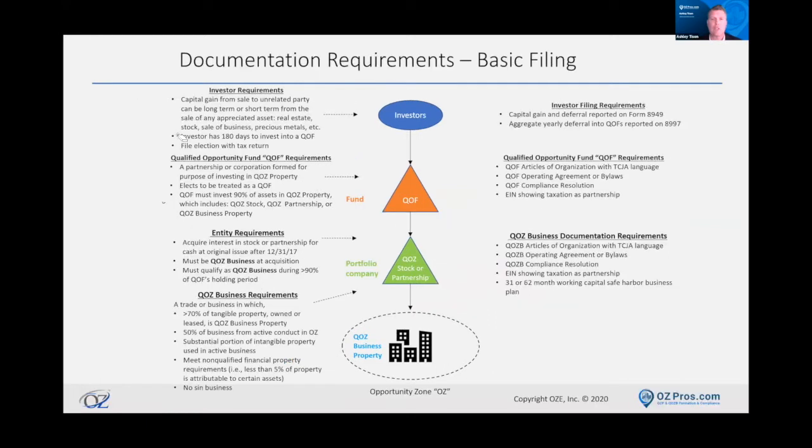These are the documentation requirements that you're going to need to set up your own QOF. You've got to have articles of organization with Tax Cuts and Jobs Act language. So there's a lot of debate out there in the industry right now about the 8996 requirements and what that means. And it technically says that in your organizational documents you have delineated that you're going to be a qualified opportunity fund. So we belt and suspenders this thing. We put it in as an amendment, as an addendum to your articles.